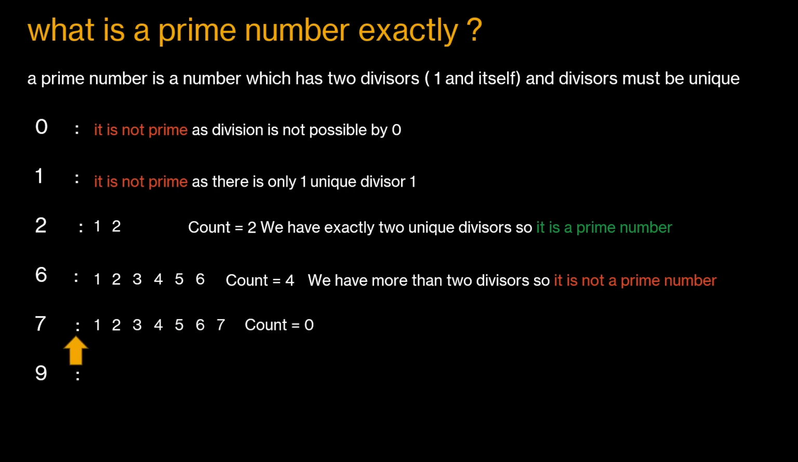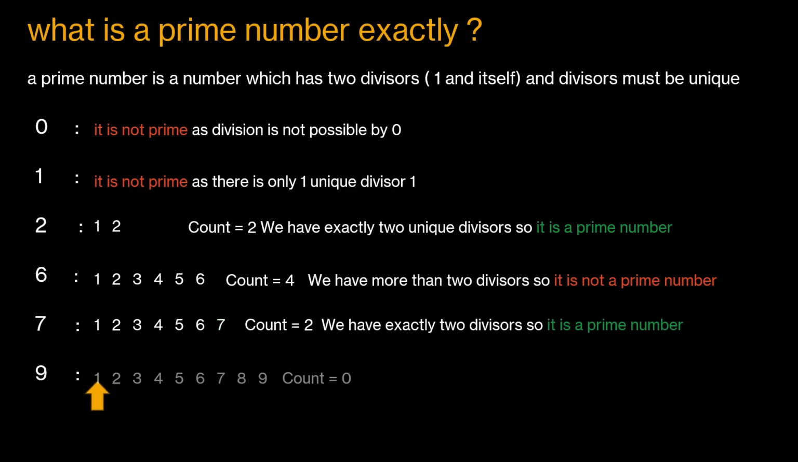Next comes the number 7. So 1 is a divisor of 7, 2 is not a divisor of 7, 3 is not a divisor of 7, 4 is not a divisor of 7, 5 is not a divisor of 7, 6 is also not a divisor of 7, but 7 is a divisor of 7. So we have count equal to 2, which is 1 and itself are the divisors, so it is a prime number. Next comes the number 9.